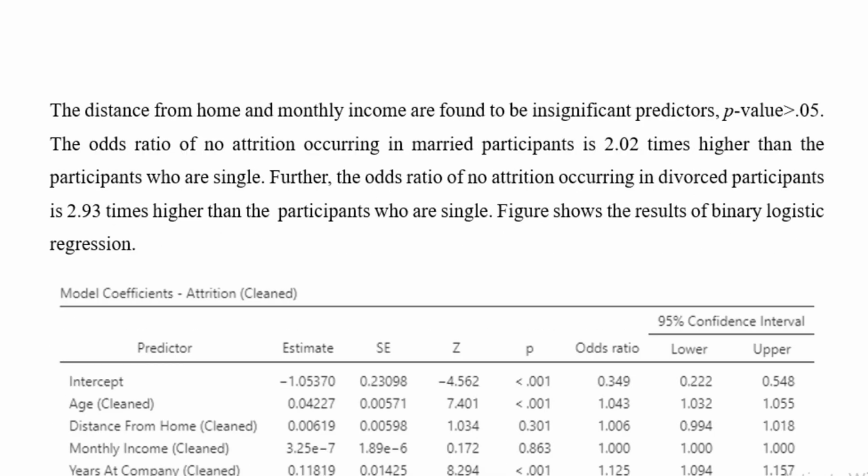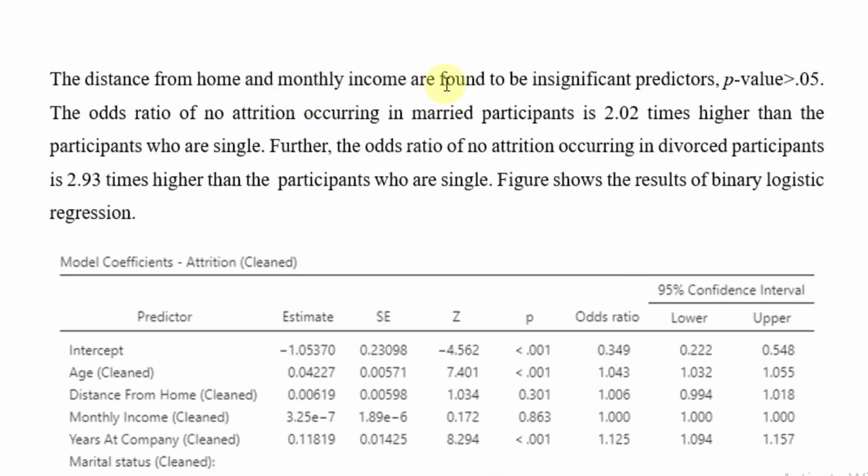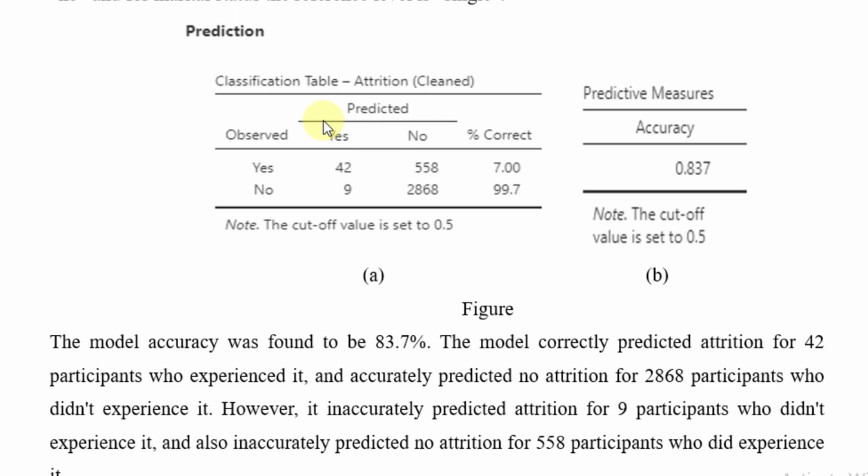The distance from home and monthly income are found to be statistically insignificant predictors because their p-value is greater than 0.05. The odds of no attrition occurring in the married participants is 2.02 times higher than the participants who are single. Further, the odds of no attrition occurring in divorced participants is 2.93 times higher than the participants who are single. Now I will talk about model accuracy and the classification table that are also most important.